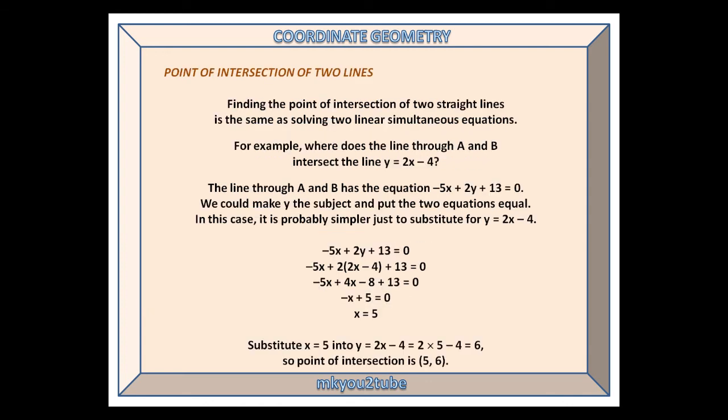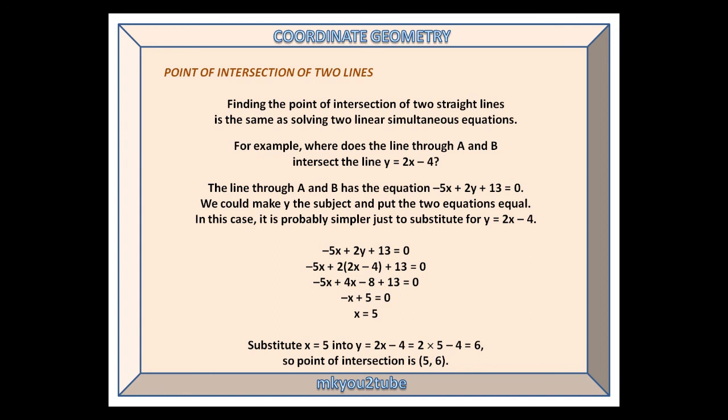Finding the point of intersection of 2 lines. Finding the point of intersection of 2 straight lines is the same as solving 2 linear simultaneous equations. For example, where does the line through A and B intersect the line y equals 2x minus 4? The line through A and B has the equation minus 5x plus 2y plus 13 equals 0. We could make y the subject and put the two equations equal. In this case, it is probably simpler just to substitute for y equals 2x minus 4.